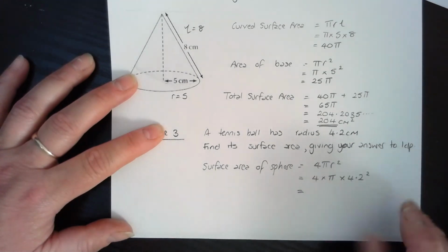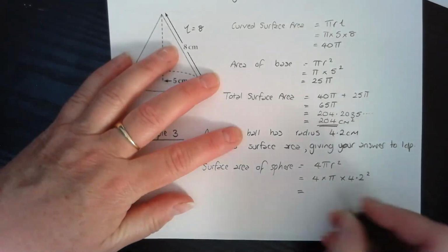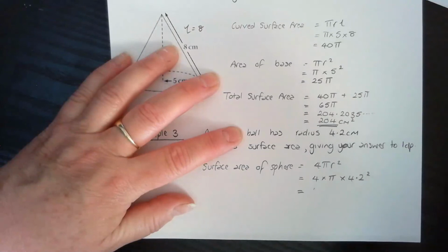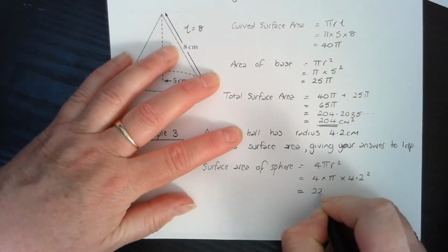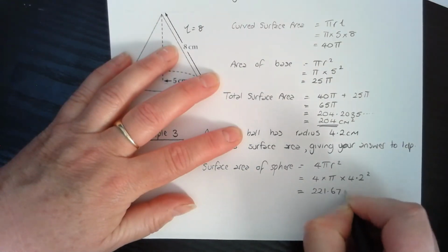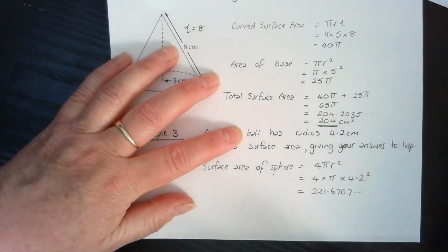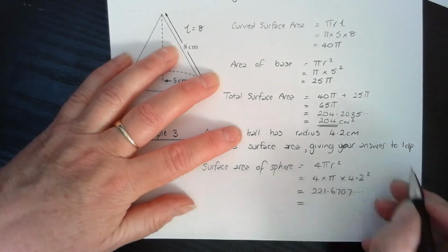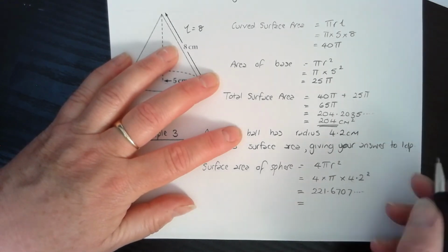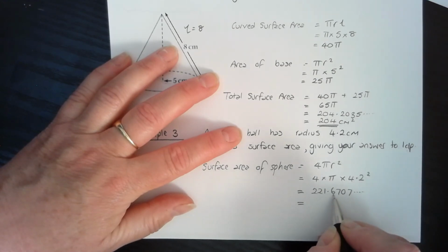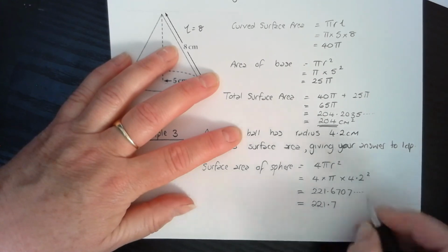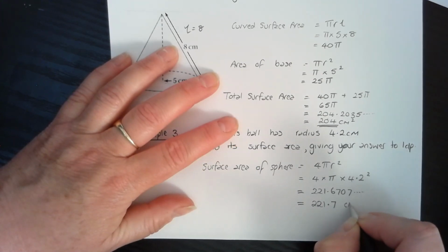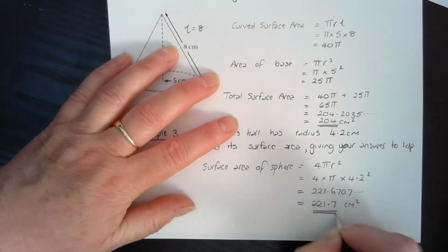Stick that little lot into your calculator, and that comes out at 221.6707, which, when rounded to, this time it's 1 decimal place, so it's going to be there, so that rounds to 0.7, so 221.7, and it's an area, so square centimetres.